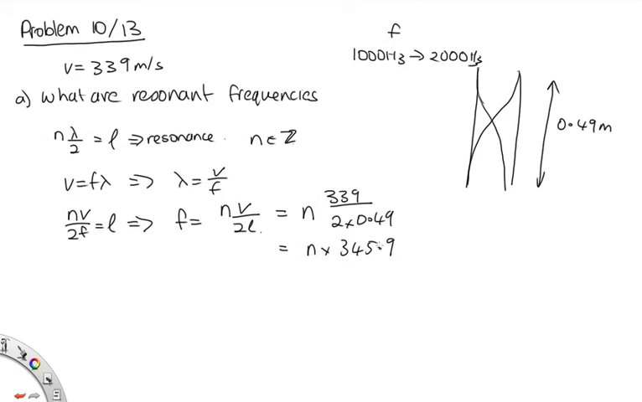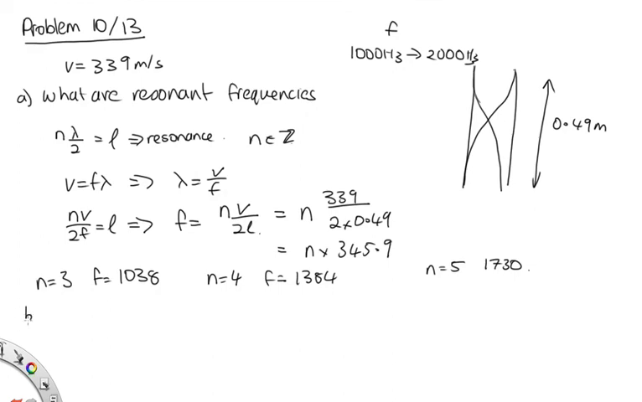So the first one will be 345 Hertz, which is obviously too low. Second one is also too low. When we get up to n equals 3, we've entered this region. So when n equals 3, then we have the frequency equal to 1038. When n is equal to 4, we have that the frequency is equal to 1384. And when n is equal to 5, we have that the frequency is equal to 1730. And then when n equals 6, we're above 2000, so we're out of this range.